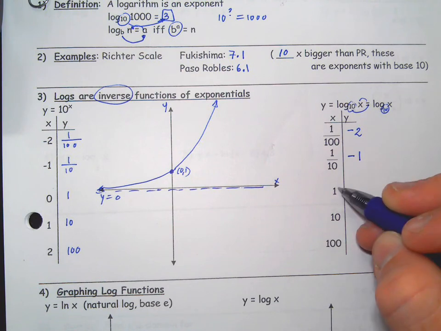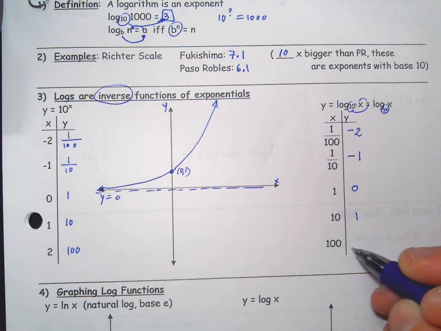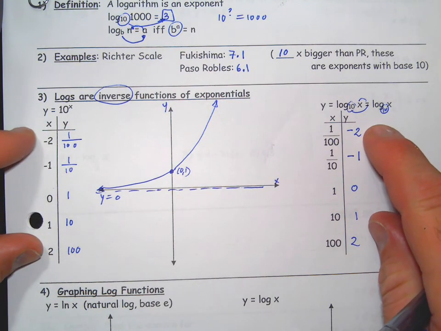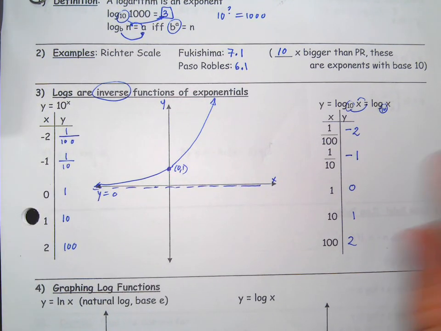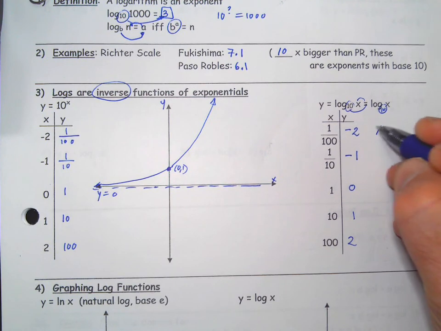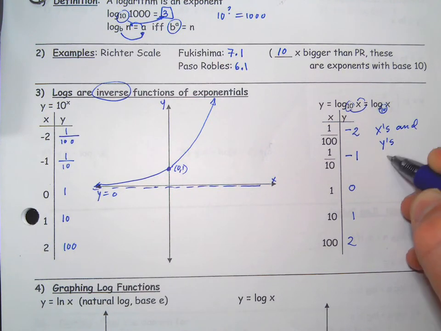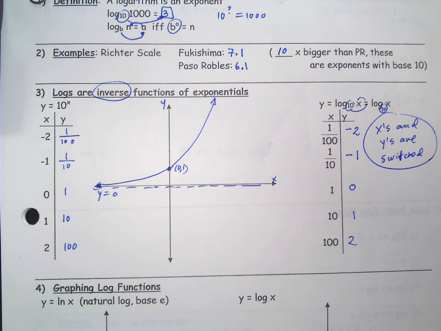What would you raise 10 to get 1? You'd raise 10 to the 0 power. What would you raise 10 to get 10? 10 to the first, then 10 to the second. Now, the interesting thing here is that you'll see we get all the same xy values from the exponential function, but the x's and y's are switched. And that's something that always happens with any pair of inverse functions. So we're going to use this in the future to help us on some other things.